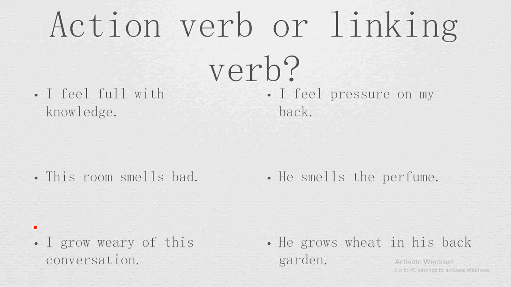Okay. One of the things that students get confused about is identifying action verbs or linking verbs. They always get mixed up with linking verbs and action verbs. So let's look at some examples here, 3 different examples of each, action verbs and linking verbs. Let's identify this.